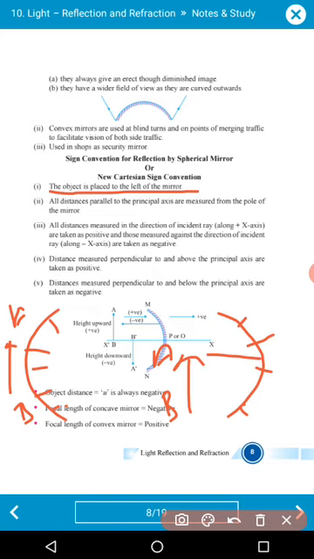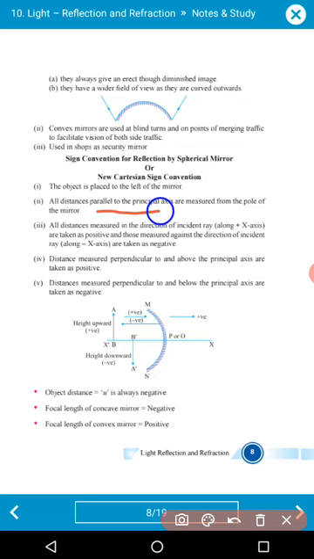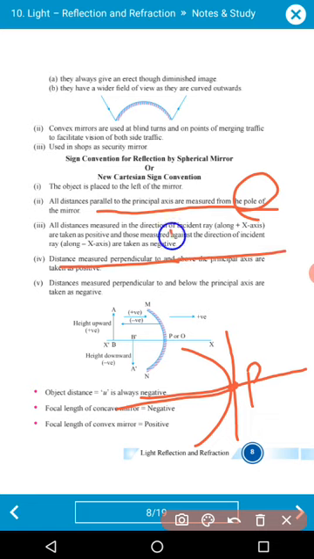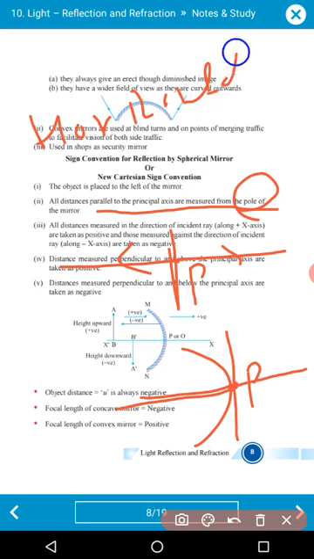Clear? Now, the second rule: all the distances parallel to the principal axis are measured from the pole. I already told you, whenever you measure any kind of distance, you have to take this pole point as the reference point, either in this direction or in this direction. All the horizontal distances, on either side, are measured with respect to the pole.